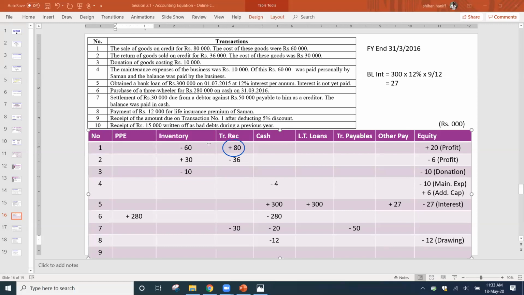Now he is paying us after deducting 5%. So 80,000 into 5%. 80,000 into 10% is 8,000. 5% is half of that, 4,000. So what is the value he will pay us? He will pay us only 76,000.